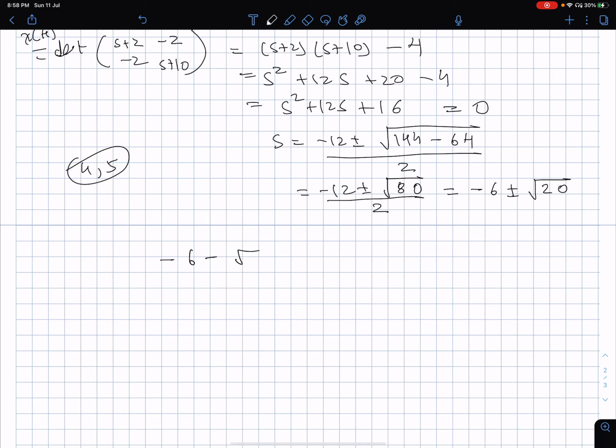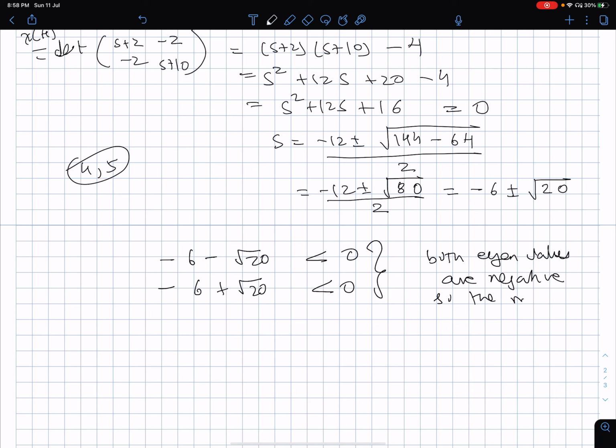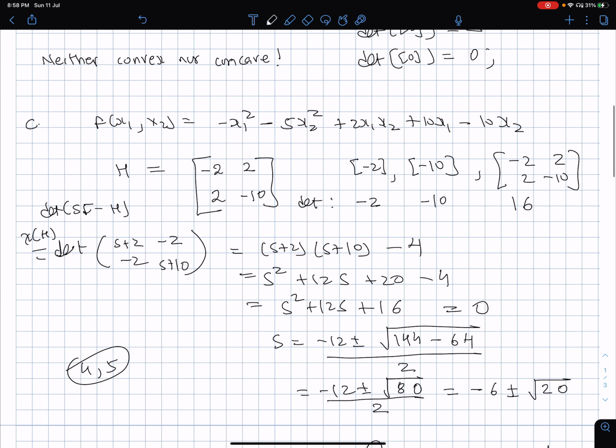So minus 6 minus under root of 20 is also, this eigenvalue is also less than 0, and minus 6 plus under root of 20 is also going to be less than 0. So both eigenvalues are negative. So the matrix is negative definite, is it not? Is negative definite. So now let me see what mistake I did.